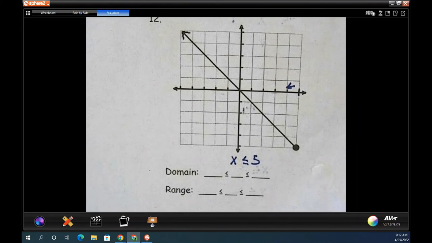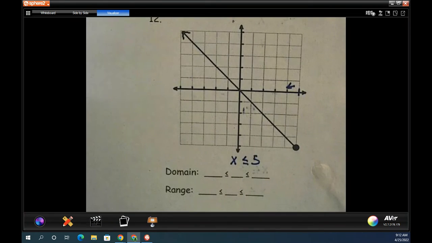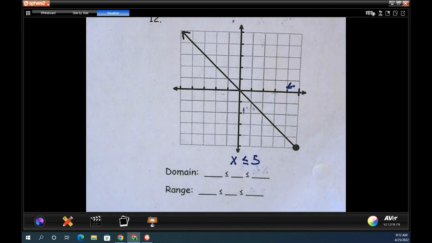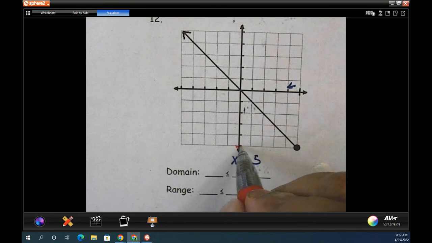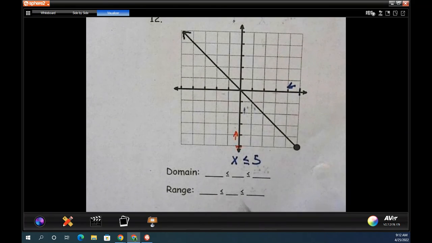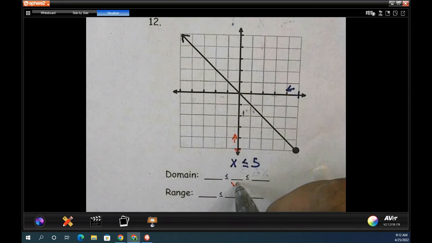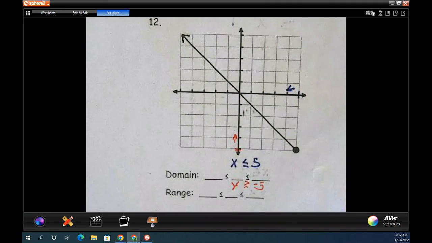Now, once again, here's the deal. It's going up from here, which is -5, and the numbers are getting bigger. So it's y is greater than or equal to -5. All right? Questions on those? Okay.